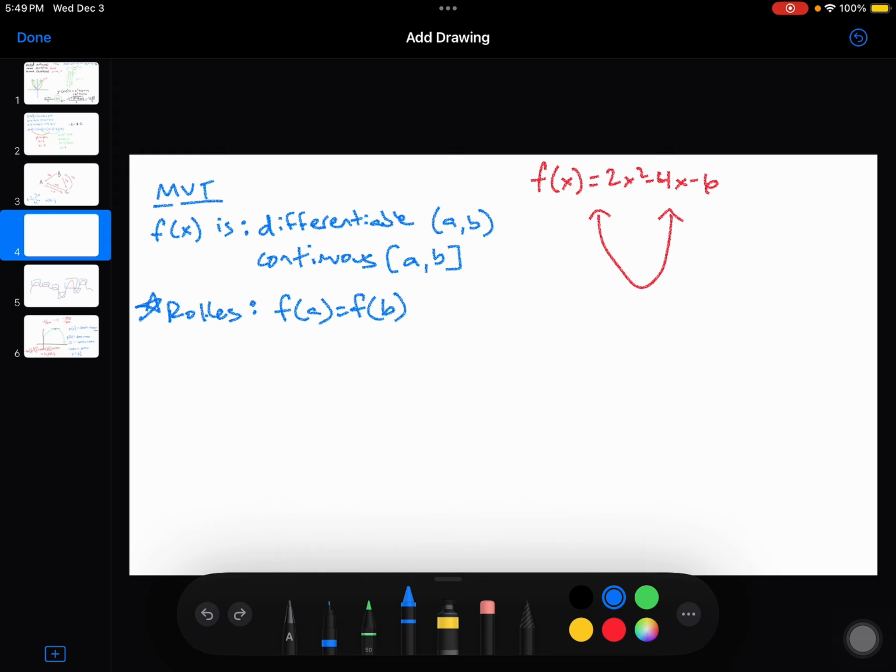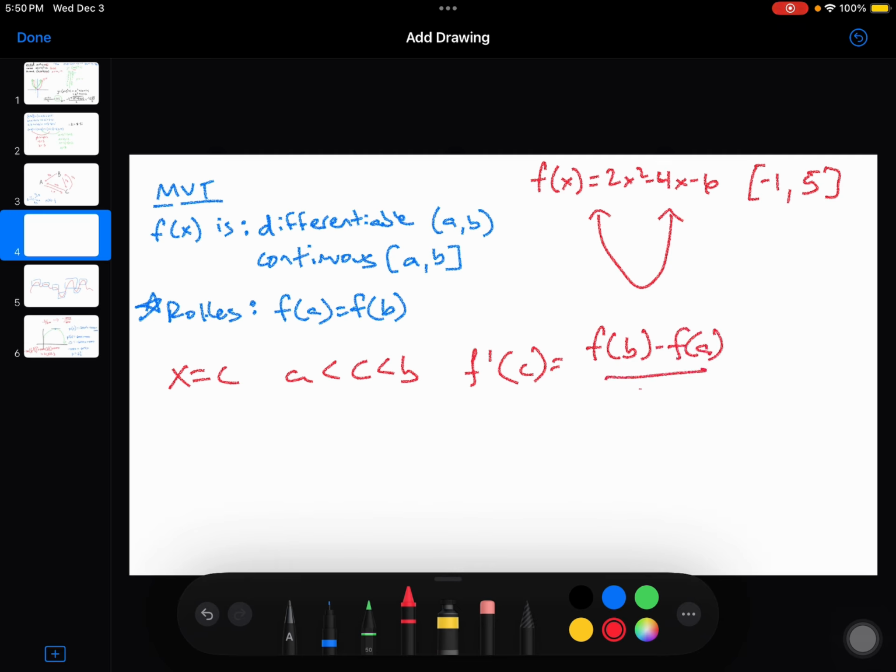And then for the third one, Rolle's theorem is just a special case of the mean value theorem where f of a equals f of b, but we haven't yet given the interval. So we're going to be over the closed interval from -1 to, we'll say, 5. And then here's where the notation comes in: there's a number x equals c, where a is less than c is less than b, such that f prime of c is equal to f of b minus f of a divided by b minus a.